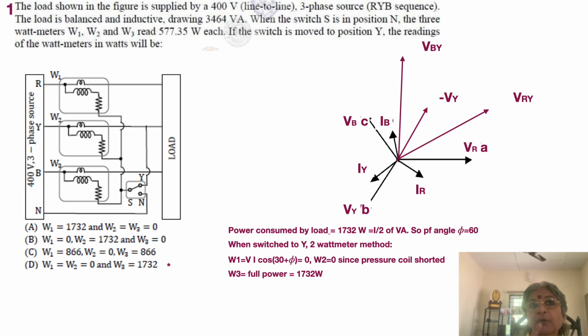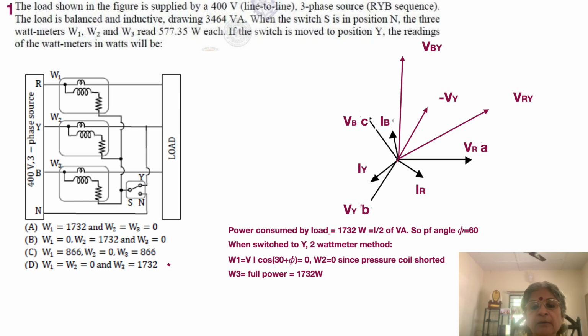Okay, so coming to the rest, let's look at what will be the 2 wattmeter reading context. There are 2 readings. The first one will be given by the voltage across it, multiplied by the current through it, multiplied by the cosine of 30 plus phi, where phi is the angle between the voltage and the current. The second wattmeter will have V into I into cos 30 minus phi. So what is V, what is I? Let's see from the vector diagram which is drawn alongside.